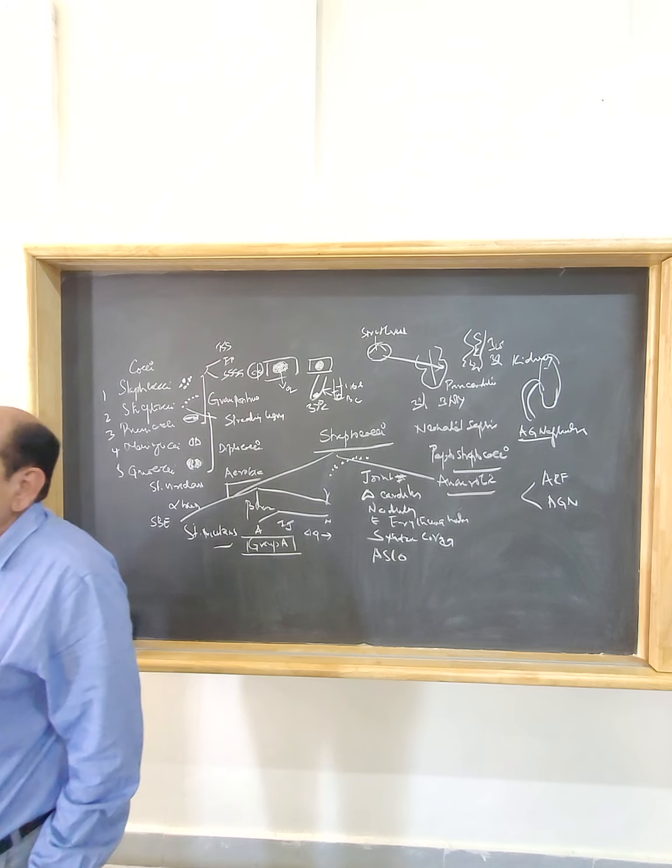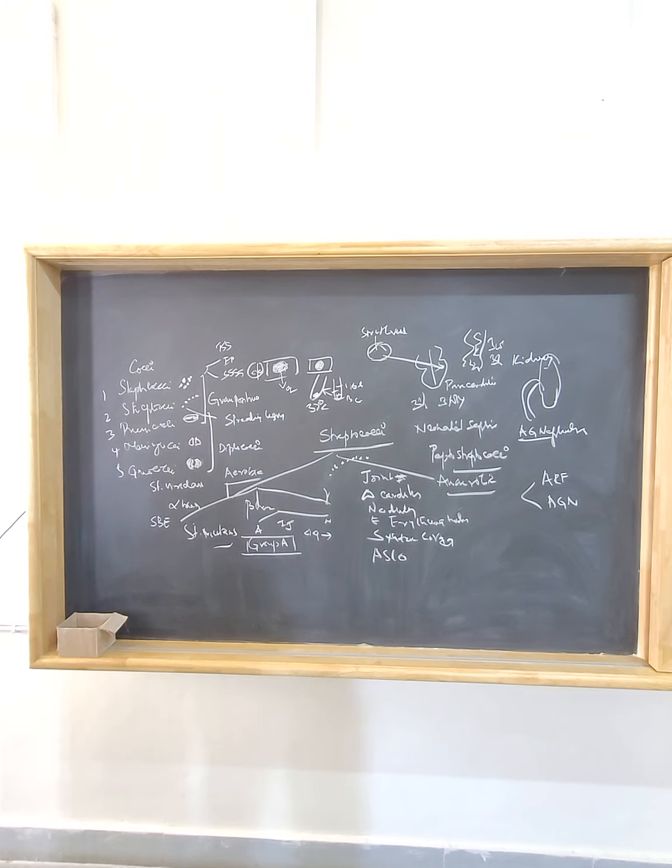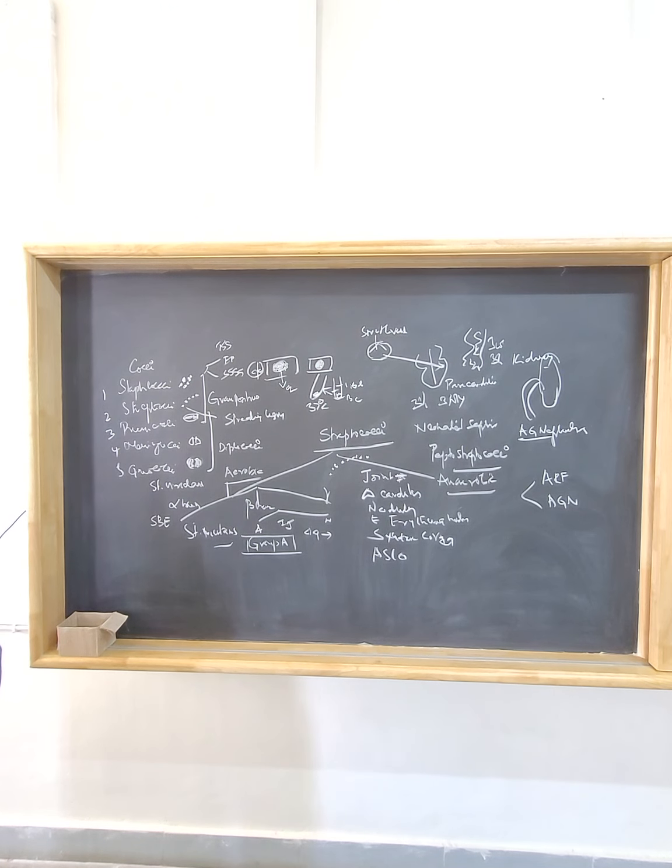Post-streptococcal sequelae are acute rheumatic fever and acute glomerulonephritis. Usually sore throat is followed by rheumatic fever, and skin infection is followed by glomerulonephritis. Why does it happen? Because there is molecular mimicry, antigenic sharing between the heart wall and the glomerular filtration membrane. This is a type 3 hypersensitivity reaction.